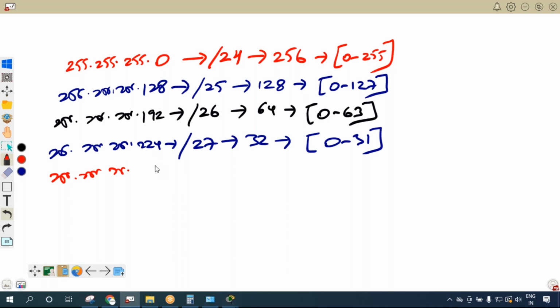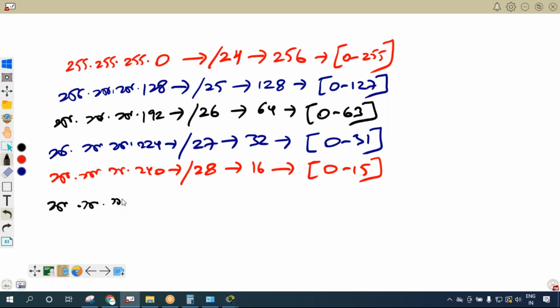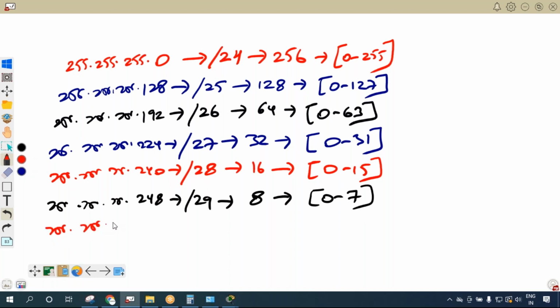Then 255.255.255.240. I don't remember, I just have the sequence, that's it. /28 and 16, 0 to 15. Then the next is 255.255.255.248, /29, 8 IP, 0 to 7. If I make a mistake, just highlight it, okay, because I'm just going in a flow. I can make a mistake. 252, /30.